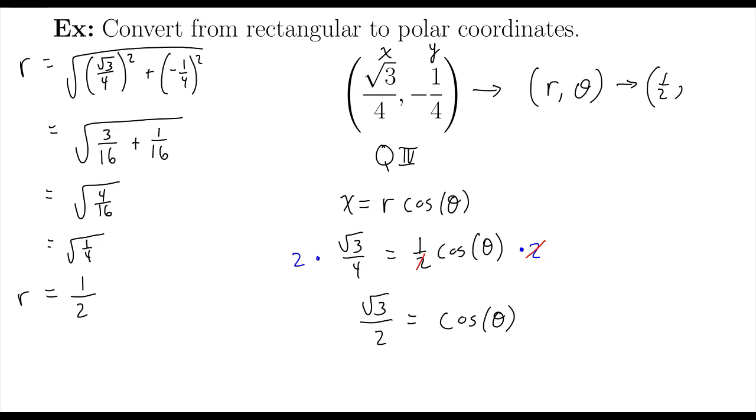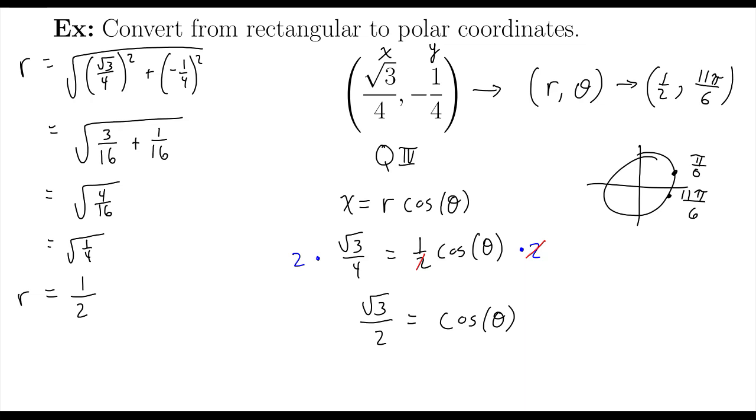Okay, so now, cosine theta is the square root of 3 over 2. Well, let's think about the unit circle. Square root of 3 over 2 happens for cosine at pi over 6 and at 11 pi over 6. Which one is in the fourth quadrant? 11 pi over 6. Okay, so there we go. That would be my point. Exact same point, except this time it's in polar coordinates.